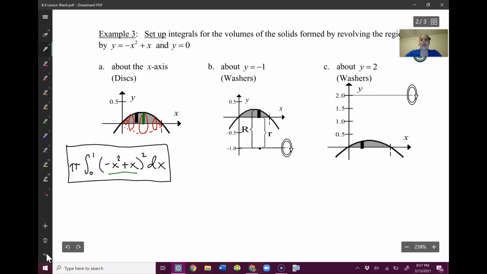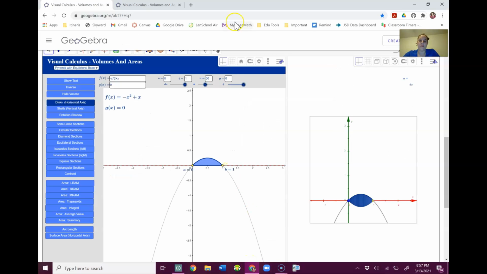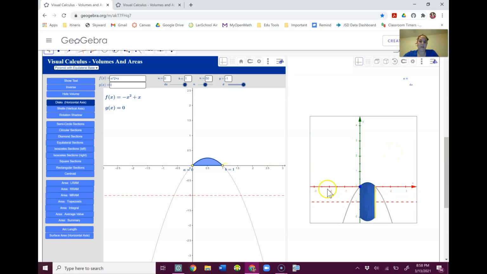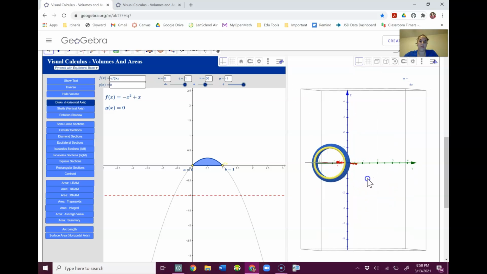Now, let's introduce a new idea. Let's take this same exact shape, but I want to rotate it around the line y equals -1. Let's visualize this. So let's go here, and we're going to change where this rotates. We're going to say I want it to rotate around y equals -1 now. And let's see what happens. So we're taking this shape here, and we're rotating it around. And look at this shape.